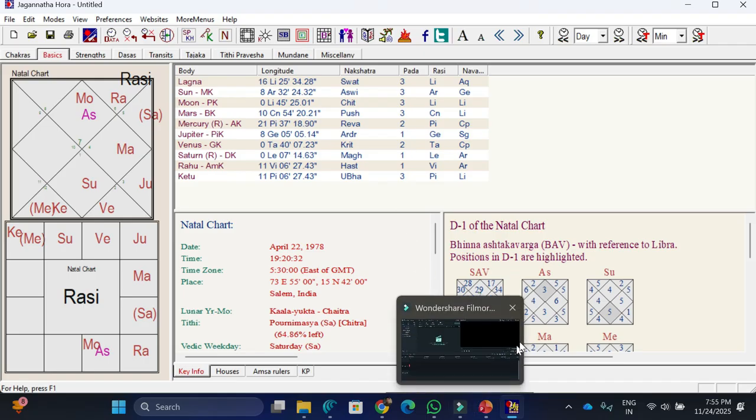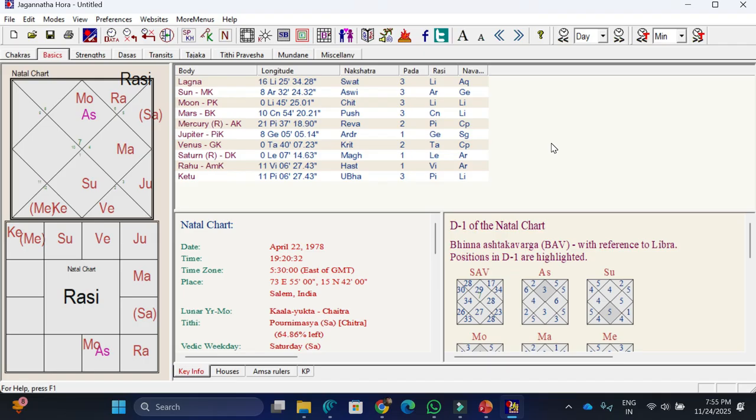So what does R mean, where, say, for example, Mercury? Yeah, R. This is known as retrograde. We will cover this when we start the planets topic.